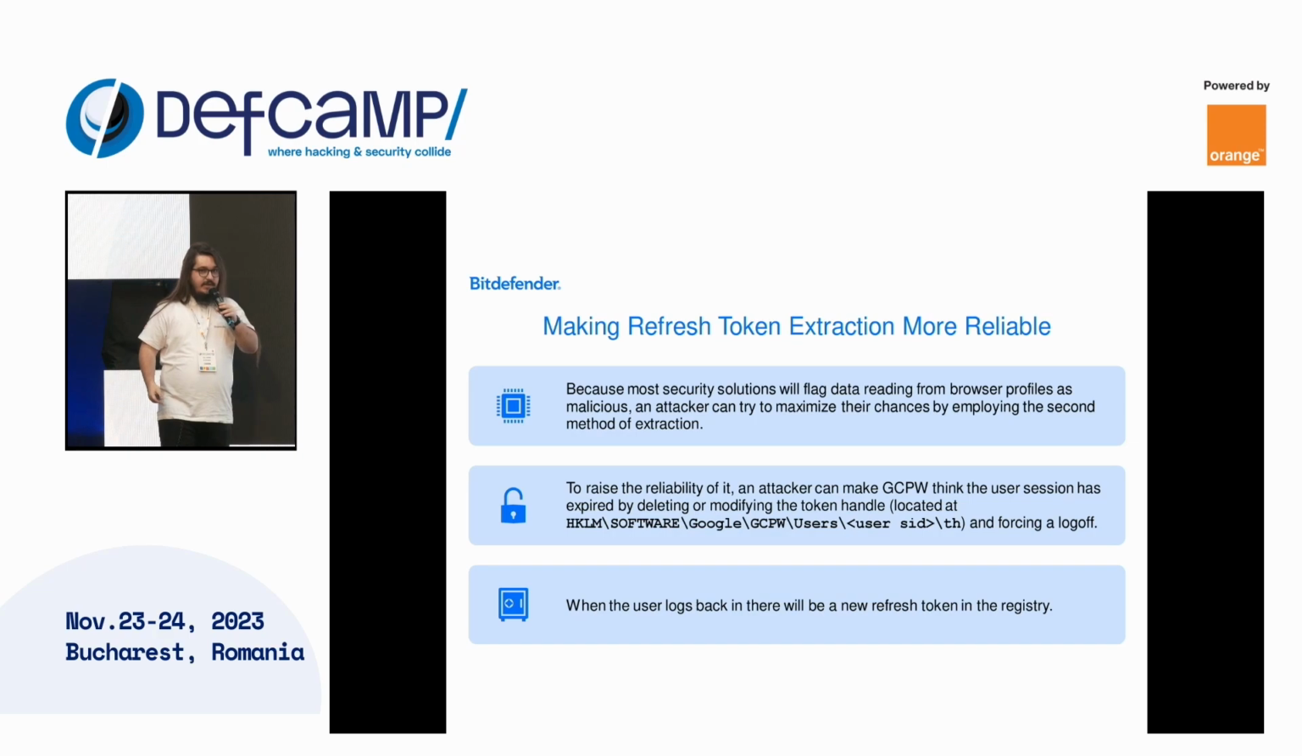Okay, because the refresh token isn't stored permanently in the registry, a method to make this more reliable is to essentially trick GCPW into thinking that the user session has expired. To do this, an attacker could modify the token handle that we talked about previously, by either changing its value or deleting it from the registry. GCPW would think that the next logon is from a session that has expired and will create a new refresh token.